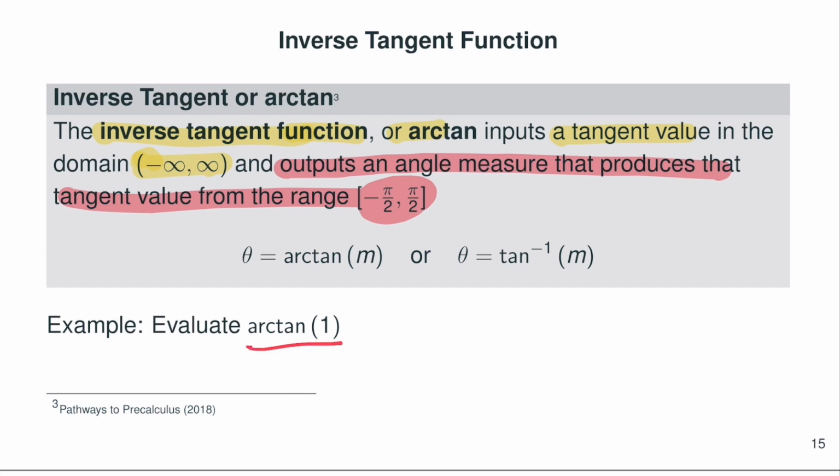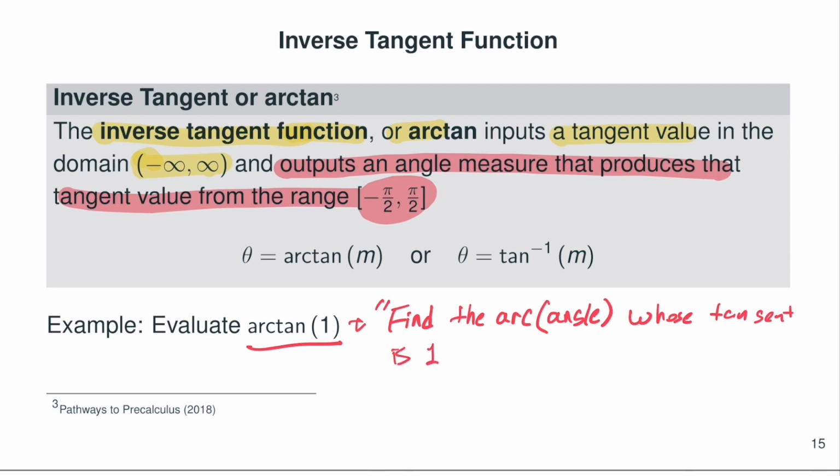So when we look at a problem like this, okay, let me write the prompt. This is asking: find the arc angle whose tangent is 1, between negative pi over 2 and positive pi over 2. So knowing the arctangent function includes this range is very, very important.